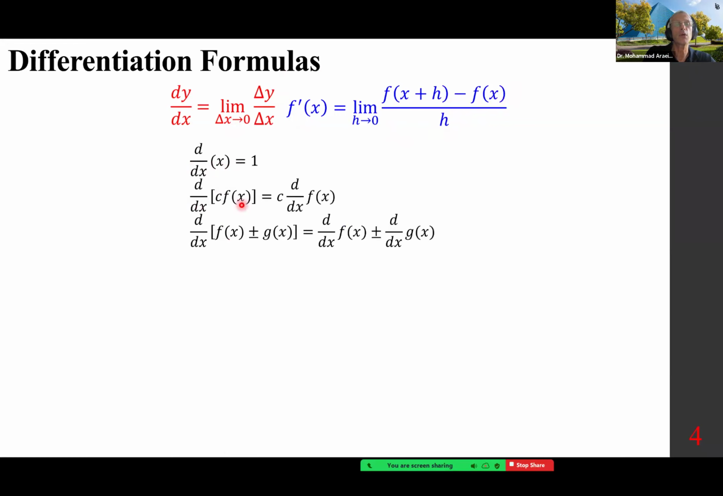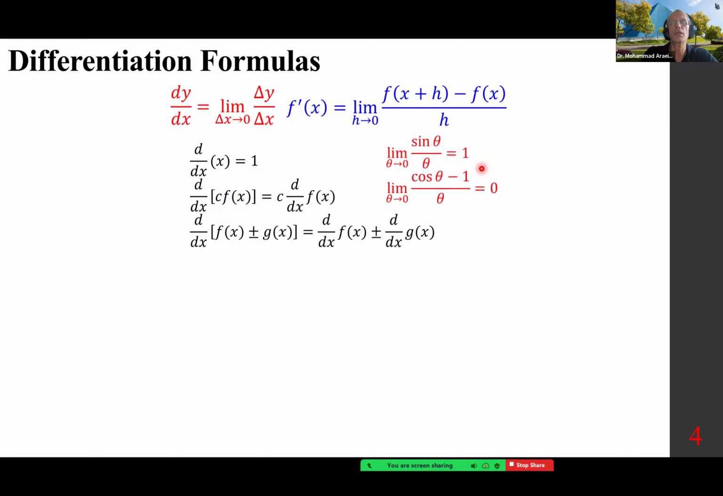Another formula: the derivative of x is 1, d/dx. That's a differentiation operation, d/dx. d/dx of c times f of x, where c is a number, a constant, can come out. d/dx of f of x plus or minus g of x is d/dx of f of x plus or minus d/dx of g of x, meaning the derivative of the sum is the sum of the derivatives, and the derivative of the difference is the difference of the derivatives.